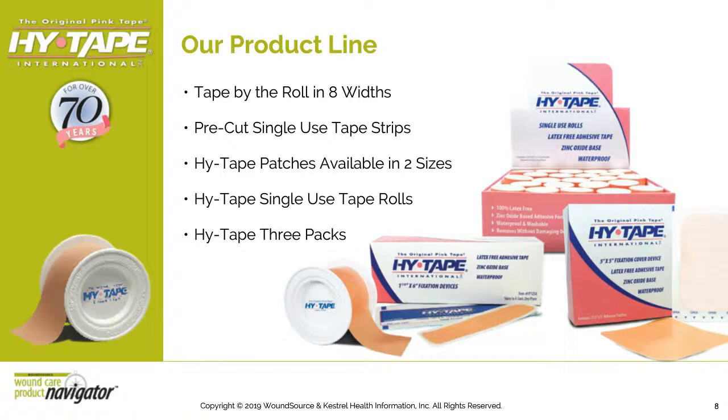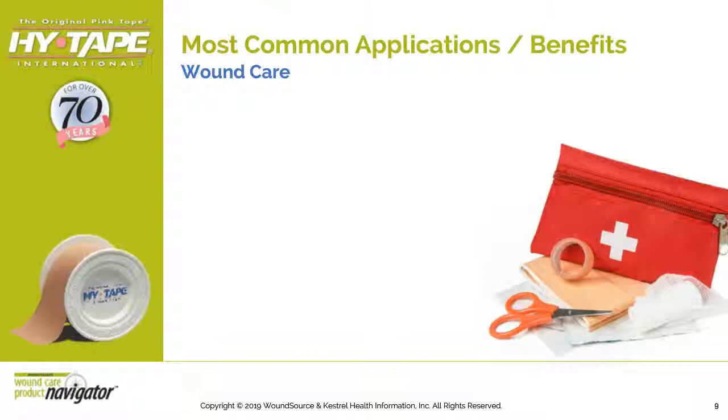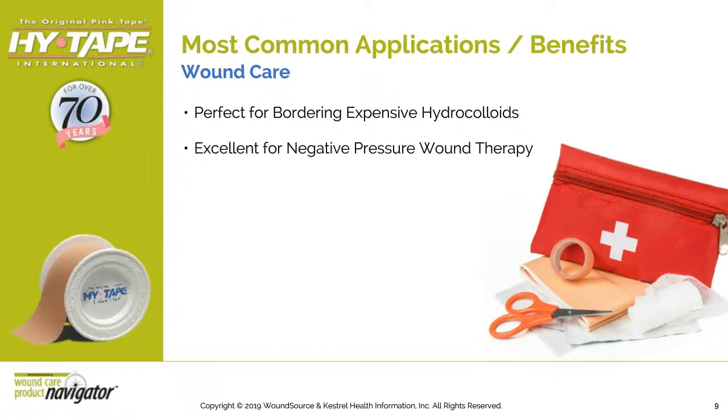Some of our most common applications and benefits include wound care. High tape rolls, strips, and patches are perfect for picture framing dressings. They keep dressings intact and dramatically reduce the number of dressing changes needed. When it comes to negative pressure wound therapy, our tape provides the perfect combination of hold and release. It resists moisture, so it holds tightly even with wounds that have heavy exudate.